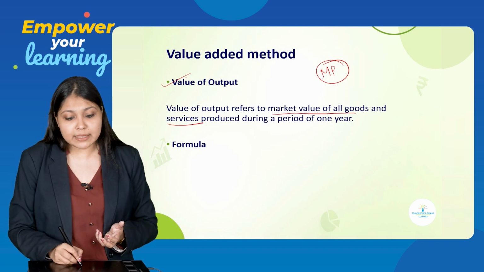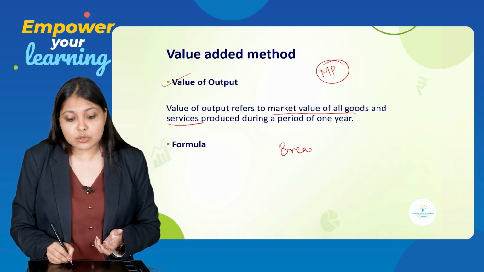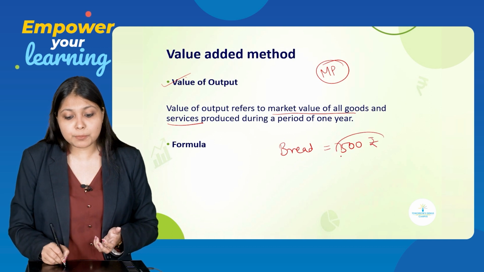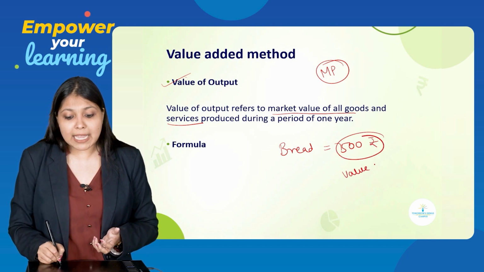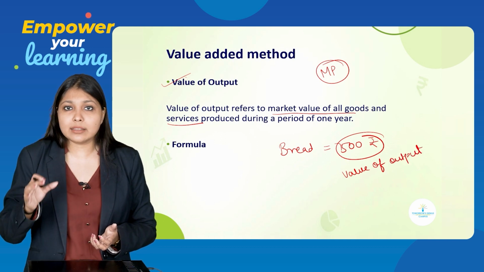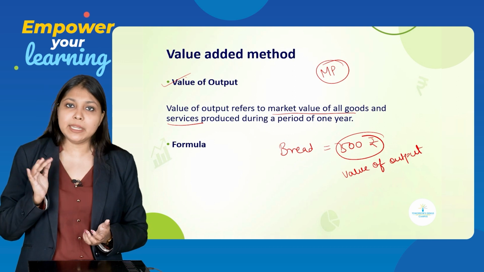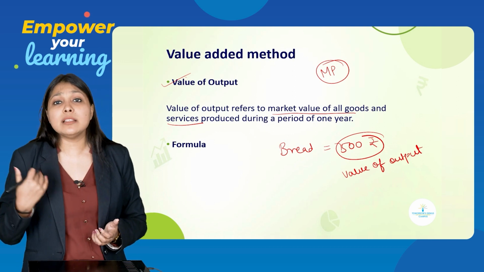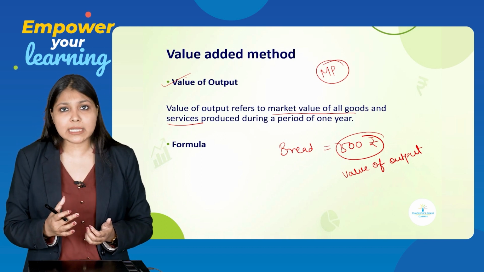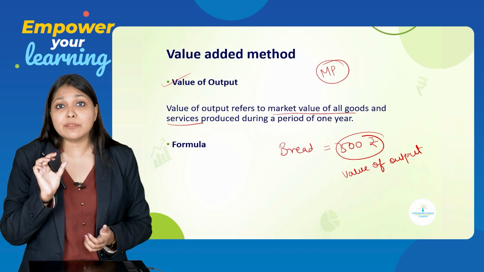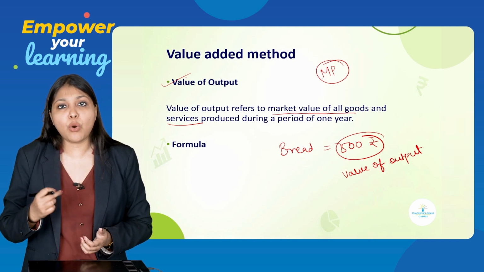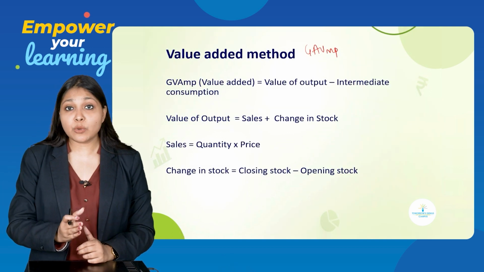So again, if we take the example of bread which was getting sold in the market for 500 rupees, this 500 rupees is nothing but my value of output. All the others will go under the category of intermediate consumption. All the raw materials, machineries, rent, whatever it is, will go under intermediate consumption. But the final price at which the product is getting sold in the market will be called value of output. So now let us look at the formula.